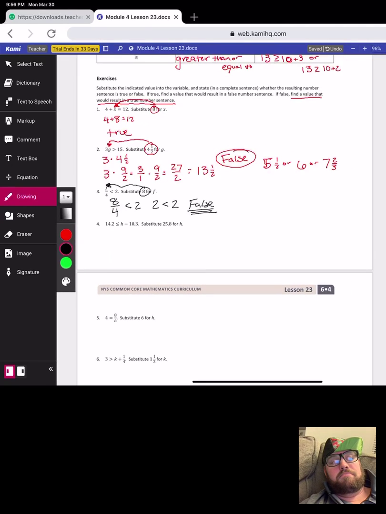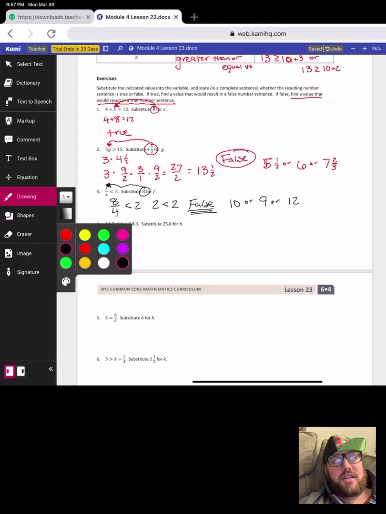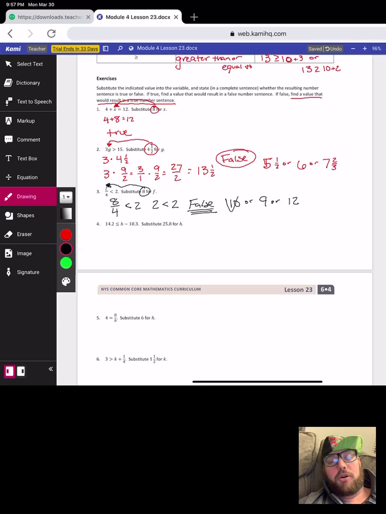Okay, now let's see if I plug in 10 divided by 4. Wait, I'm thinking of the sign greater than. I need something that's less than. Okay, I'm doing it wrong. So I'm going to erase it or scribble it out. I'm not going to erase, I'm just going to scribble it out, right?